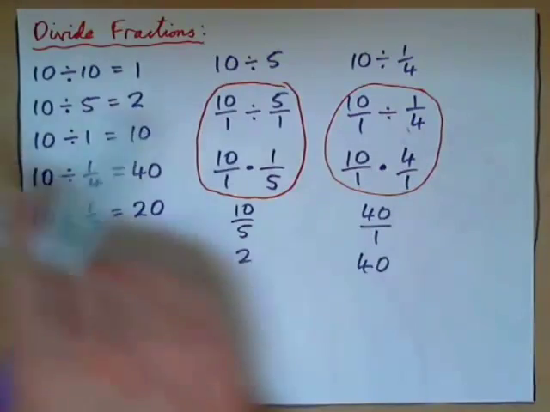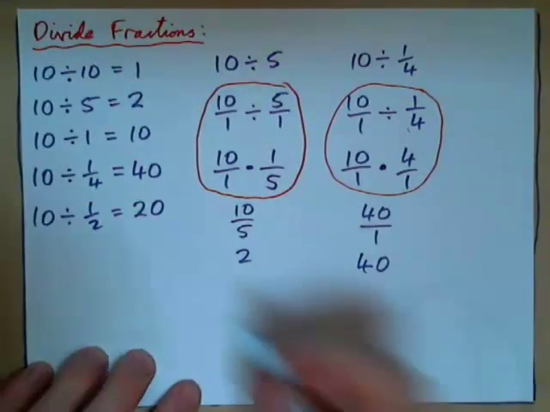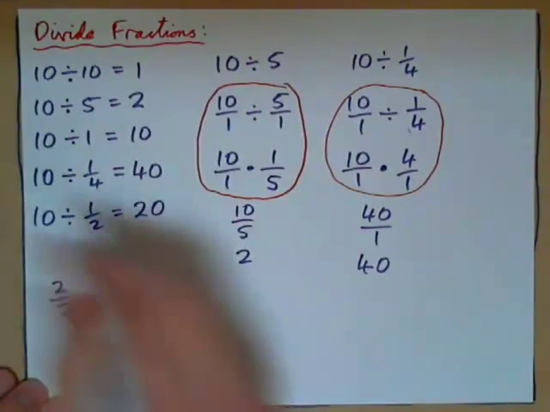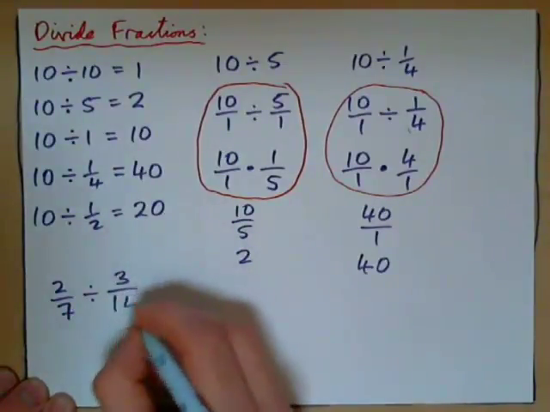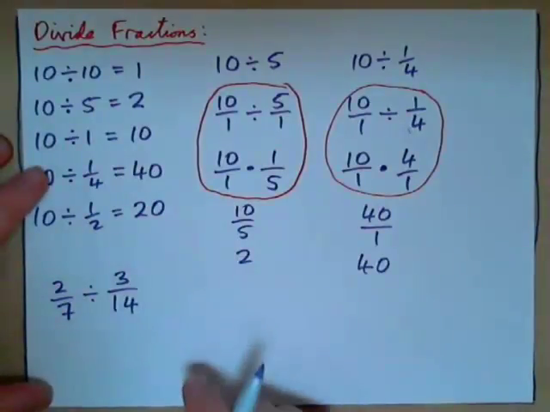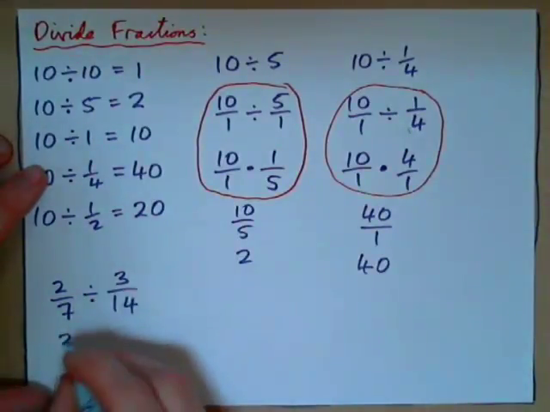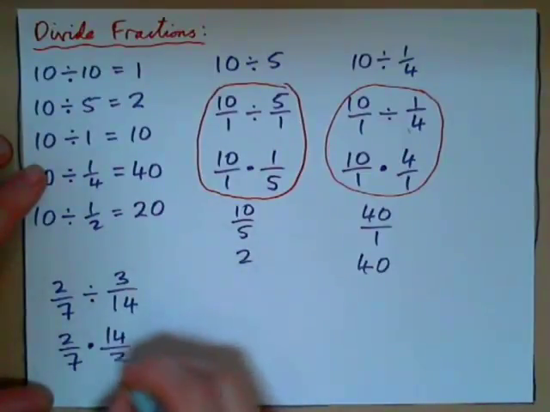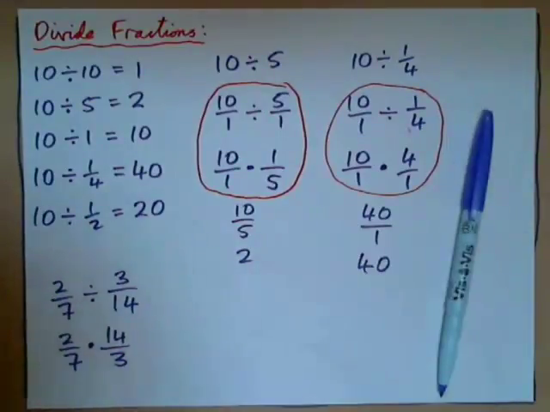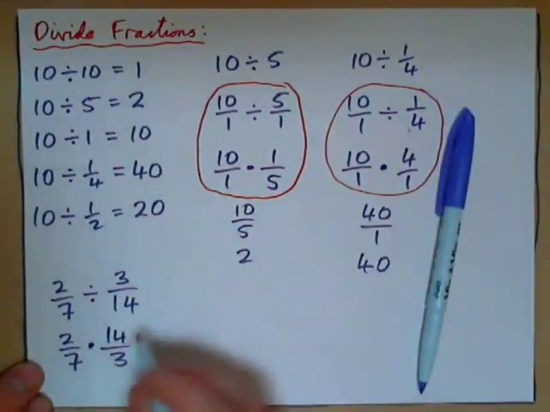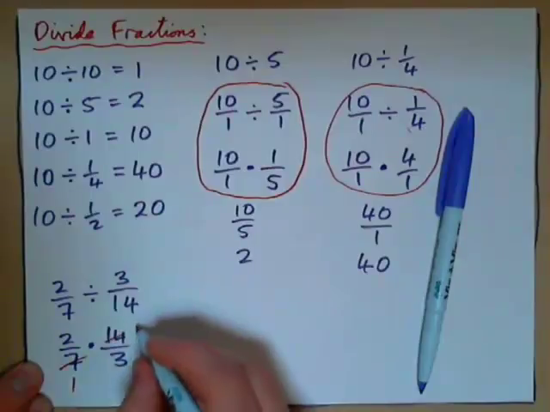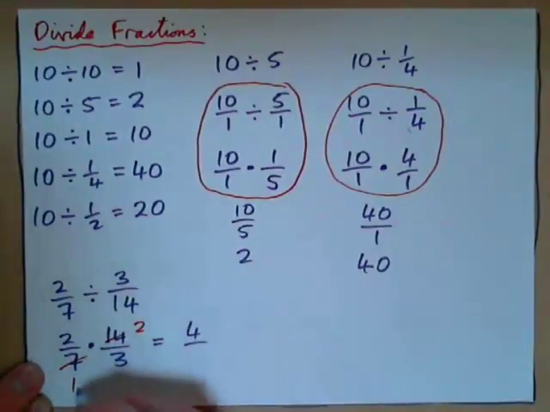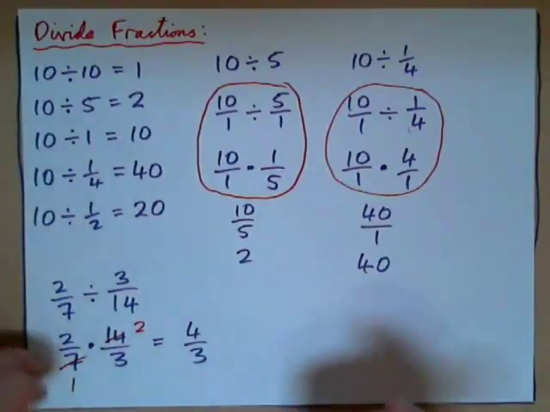right and multiply. So if you had, for example, 2/7 divided by 3/14, all you've got to do is go 2 over 7 multiplied by, flip the fraction on the right, 14 over 3, and now multiply the fractions. And of course, we can cross cancel. 7 into 7 goes once, 7 into 14 goes twice. So that gives us 2 times 2 is 4, over 1 times 3 is 3, 4/3.